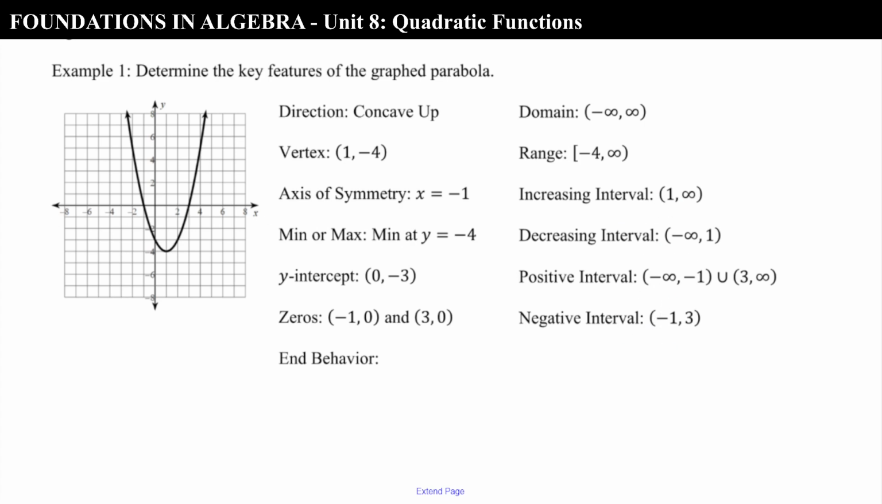For our end behavior, we have: as x approaches infinity, so we're looking at the right side, since our arrow is pointing up, f of x goes to infinity. As x goes to negative infinity, so now we're looking at the left, our arrow is pointed up, so f of x also goes to infinity in that direction.